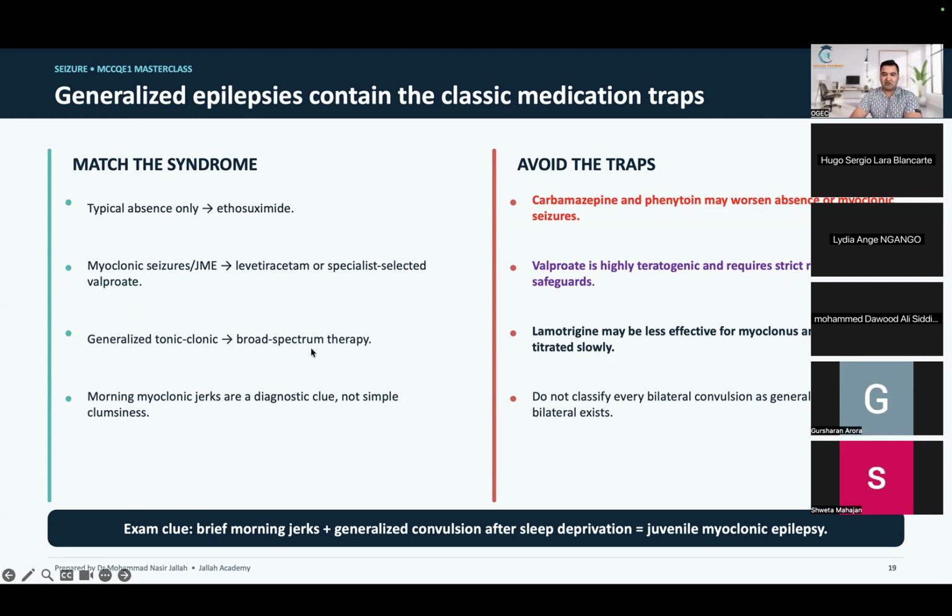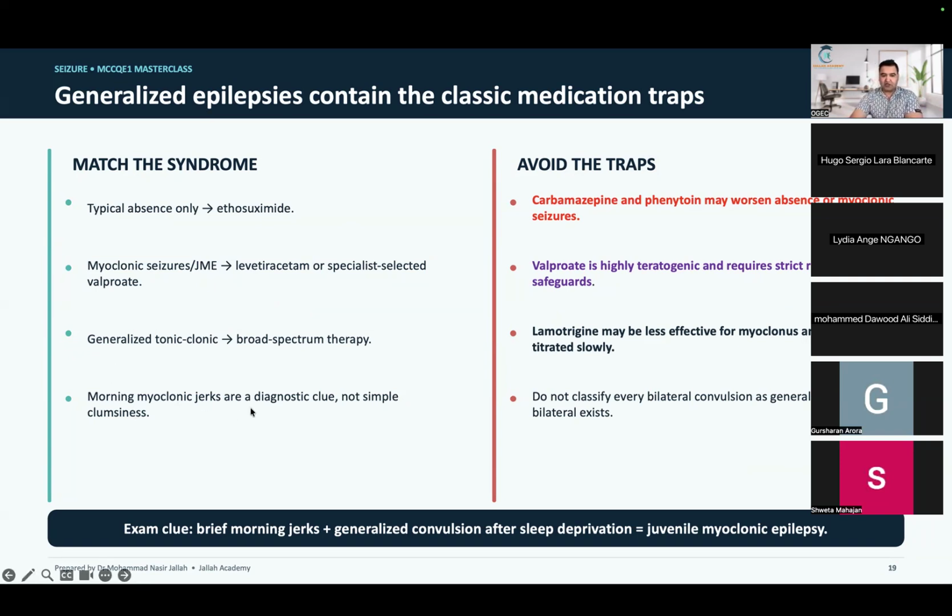Generalized tonic-clonic seizure, again, broad spectrum. Broad spectrum is lamotrigine. If they ask you for broad spectrum, go with lamotrigine. If they are asking you for rapid effect, levetiracetam. But for generalized tonic-clonic, both levetiracetam and lamotrigine are the best choices. Again, if they're asking for mood-friendly, lamotrigine. Broad spectrum, lamotrigine. Rapid effect, levetiracetam.